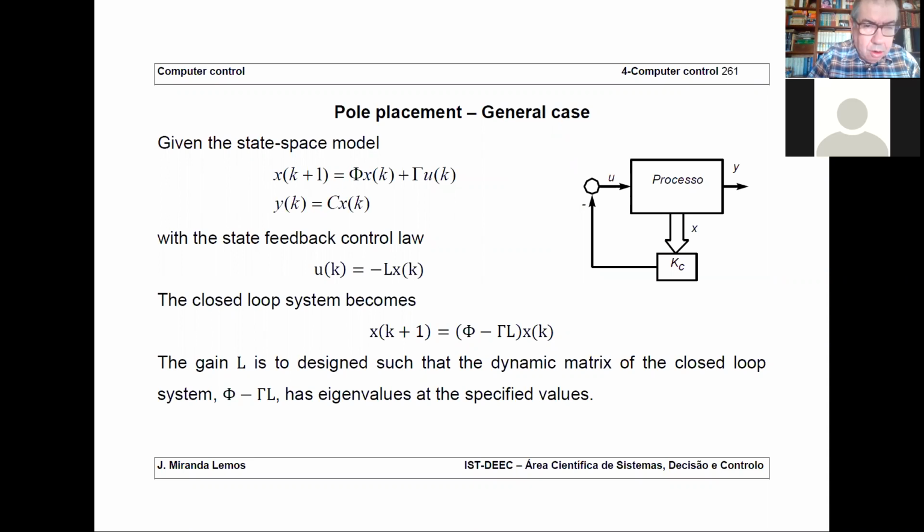Good morning. So this is the 13th lecture on computer control. I hope you are not superstitious.